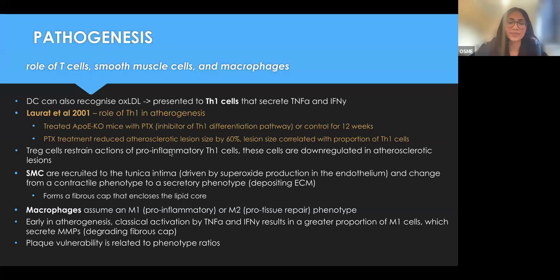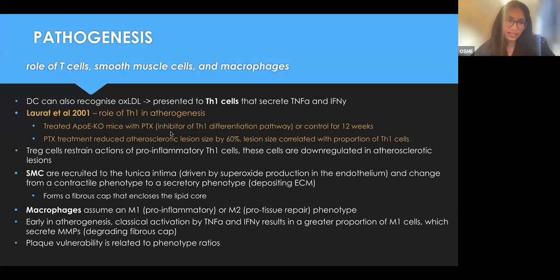Another set of T cells that are involved in the pathogenesis are Tregs. So they restrain the actions of Th1 cells, but they've been found to be downregulated in atherosclerosis. So again, reducing Th1 polarization in combination with expanding this Treg population might be a therapeutic avenue. Because right now, I'll talk about it later, but there's no real treatment that will reduce the size of an atherosclerotic lesion. They're more preventative and cholesterol lowering right now.